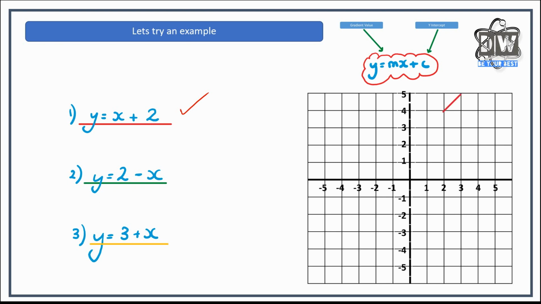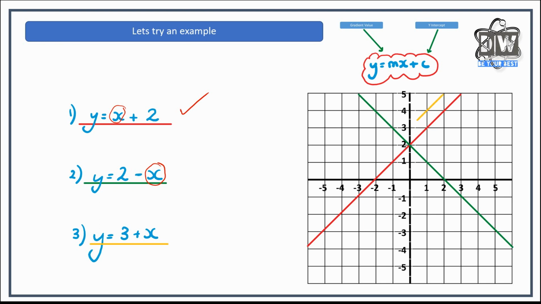Let's put the first one on our graph. Now I want you to hedge your bets. Which one is it? Is it 2 or is it 3? All right, so here we go. Number 2, that's running that way. This is what they can do sometimes. You can see here that we've got x here and x here, but it's a -x. So that is a negative gradient.